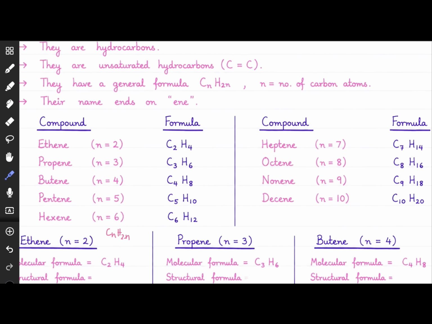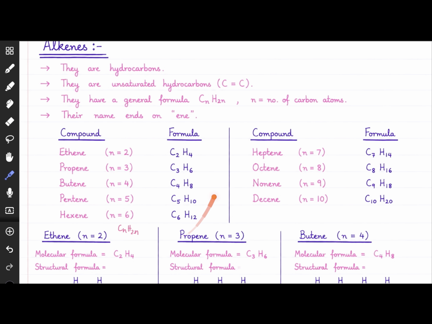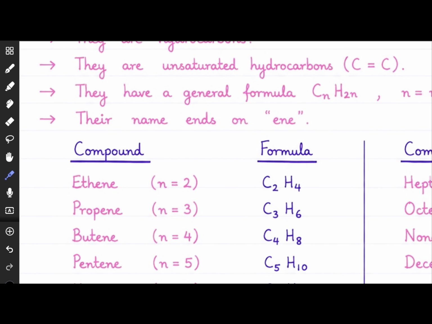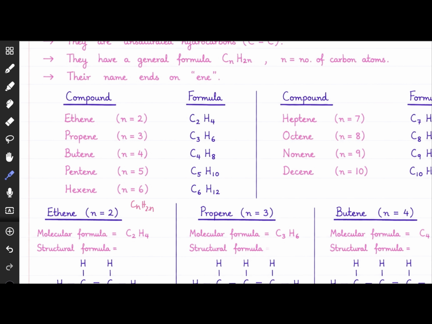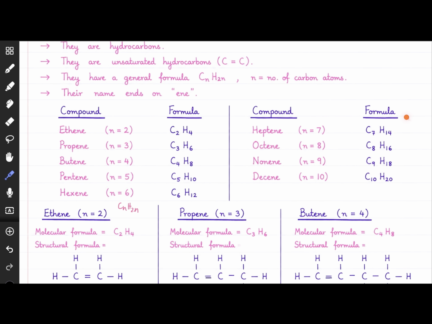And here is a whole series of alkene compounds with their molecular formula. Now the thing to notice here is that there is no methane here, because a double bond requires 2 carbon atoms. However, methane has only 1 carbon atom, and therefore alkenes start from ethene and not methane. Now, you may memorize this whole series because it might be helpful in your exams.